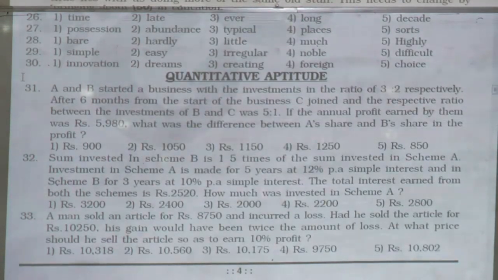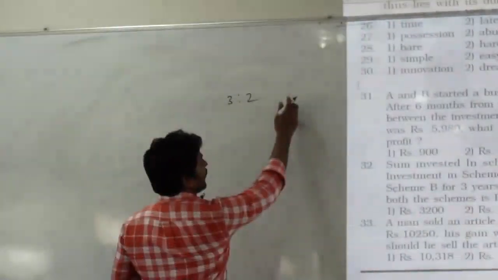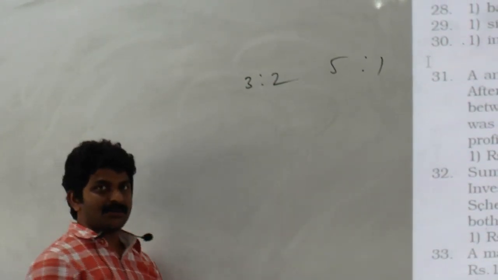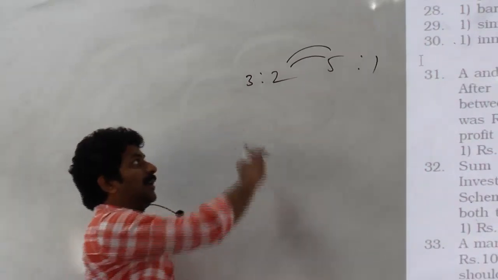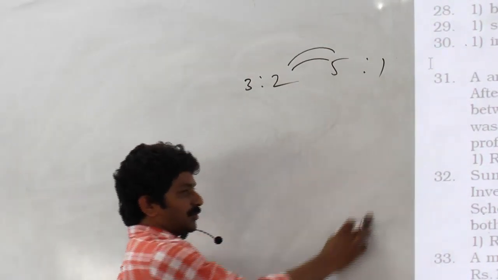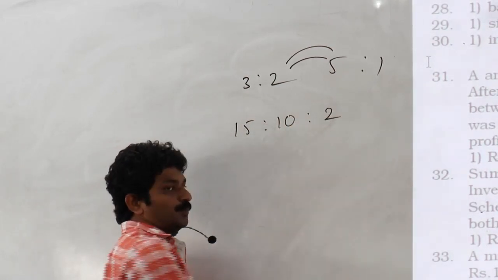A started with the 3:2 ratio, and B and C 5:1. Who is common? B. B is common. So you need to have the same investment for B in both ratios. Let's go for rainbow multiplication. Multiply the first ratio with 5, the second ratio with 2, then the ratio becomes 15, 10, 2.